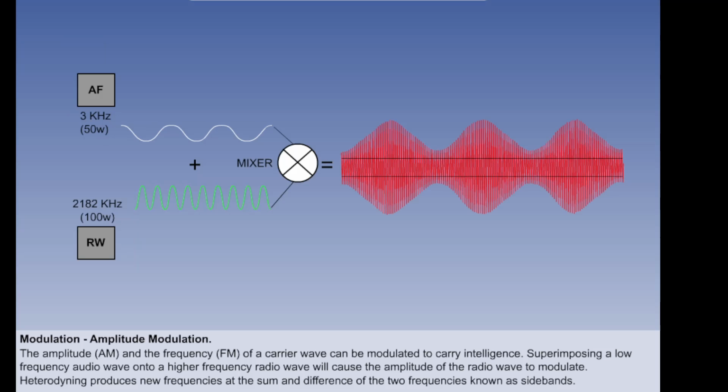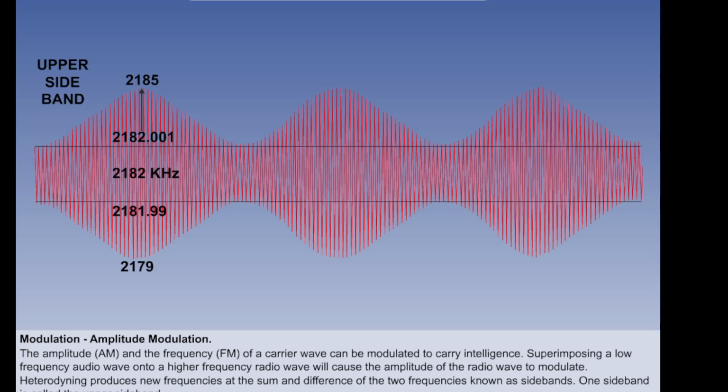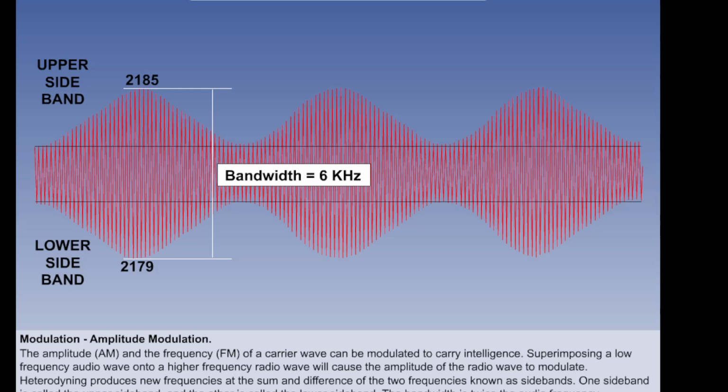For example, an audio frequency of 3 kHz and a low power of 50 watts is used to amplitude modulate a radio frequency of 2182 kHz, which has a high power of 100 watts. The radio frequency remains unchanged, but the audio frequency is split into two sidebands. One sideband extends upwards from 2182.001 kHz to 2185 kHz, the upper sideband. The other, lower sideband extends downwards from 2181.99 kHz to 2179 kHz. The spread of frequencies is therefore from 2179 kHz to 2185 kHz, giving a bandwidth of 6 kHz, that is, double the audio frequency used.